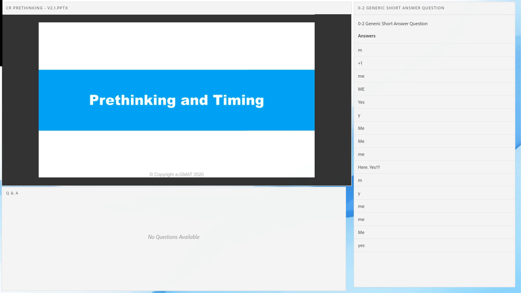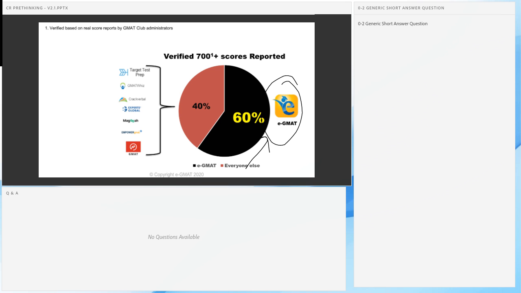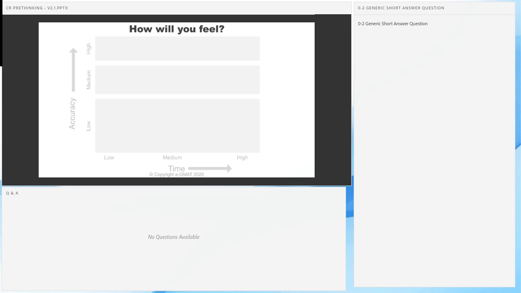Let me just present a fact to you. If you go to GMAT Club, look at 700 plus scores, and go to the review section, GMAT Club does a phenomenal job of organizing their reviews chronologically. And you count the number of 700 plus scores reported for every prep company. What you're going to find is e-GMAT accounts for 60% of all 700 plus scores reported. Everyone else together accounts for just about 40%. The reason I want to put that fact here is that if these methods didn't work, we wouldn't have these numbers. And we wouldn't have such 5-star reviews as well.